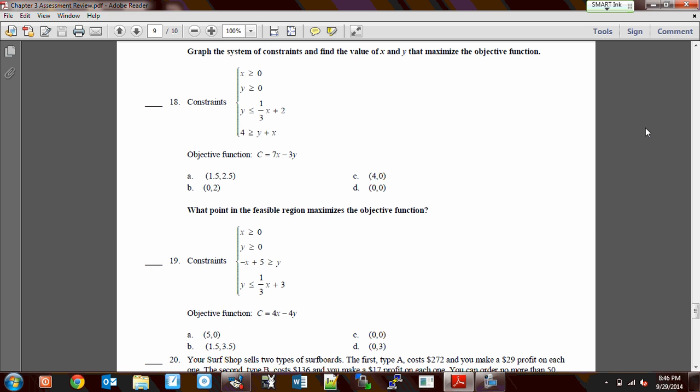Graph the system of constraints and find the x and y value that maximize the objective function. So we're going to graph x is greater than or equal to 0, y is greater than or equal to 0, y is less than or equal to 1/3 x plus 2, and 4 is less than or equal to y plus x. All right, so first of all, let's go ahead and solve this for a variable. So if we subtract x from both sides, we're going to have y is less than or equal to 4 minus x. for that one.